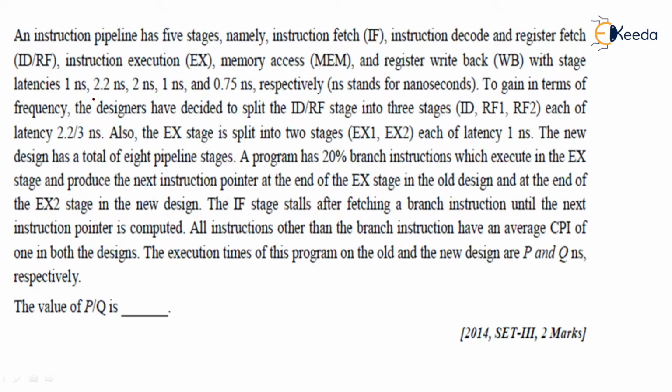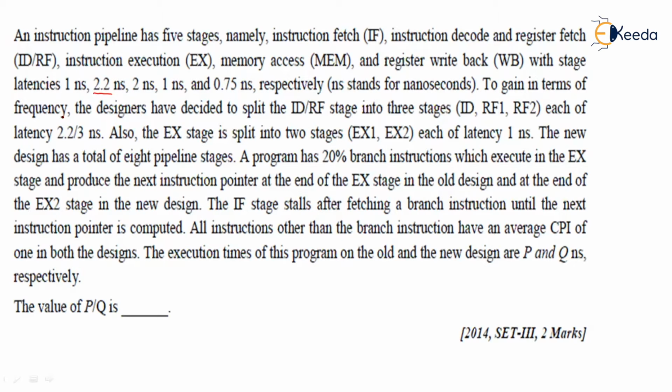You can clearly get that this is the TP of the pipeline. The maximum stage delay is the TP for this pipeline. Keep it aside. To gain in terms of frequency, the designers have decided to split the ID by RF stage into 3 stages: ID, RF1, RF2, each of latency 2.2 divided by 3 nanoseconds. Let us see what it is. So now this is the pipeline that is actually designed.